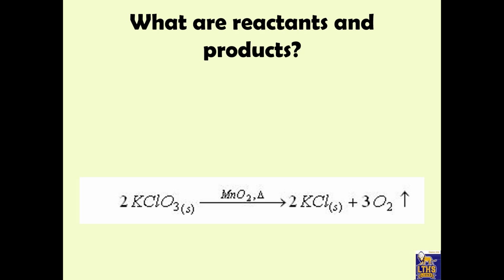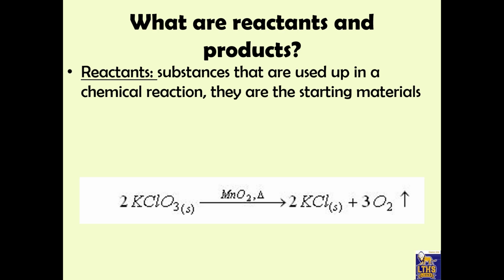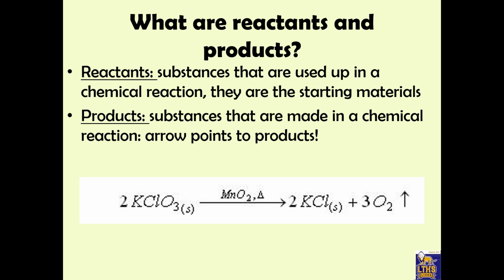So what are reactants and products? The reactants are substances that are used up in a chemical reaction. There's a starting material. Products are made in a chemical reaction. So remember that the arrow points to products. So label them in this diagram.